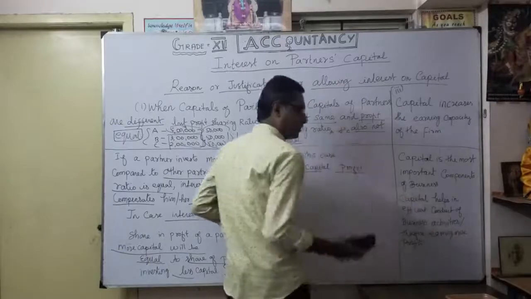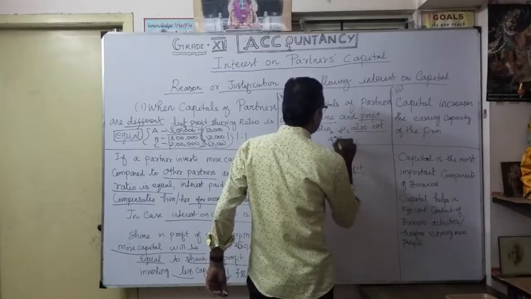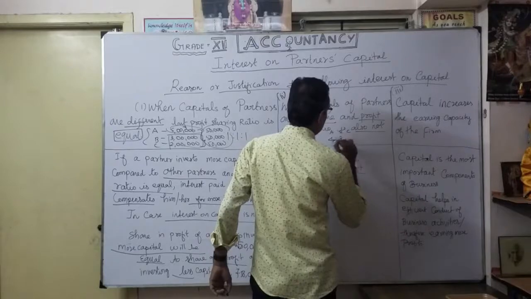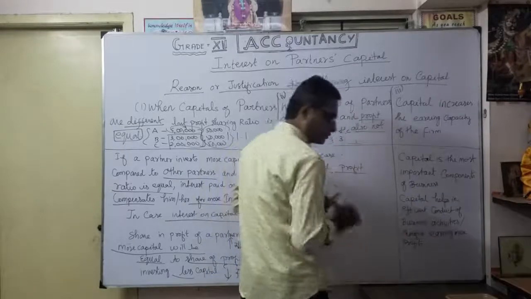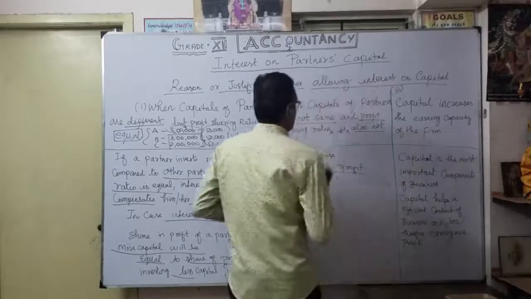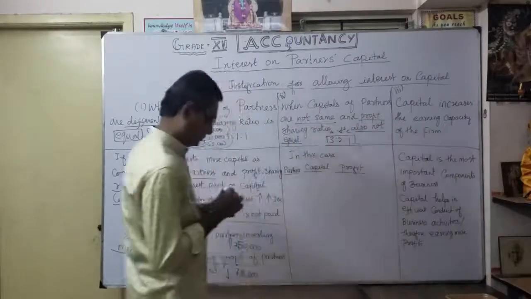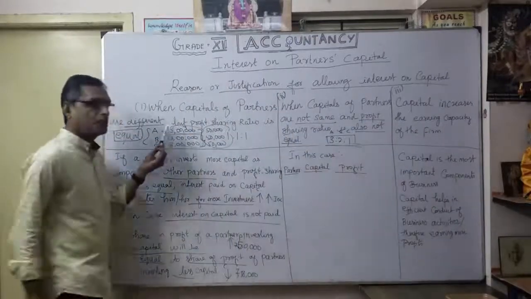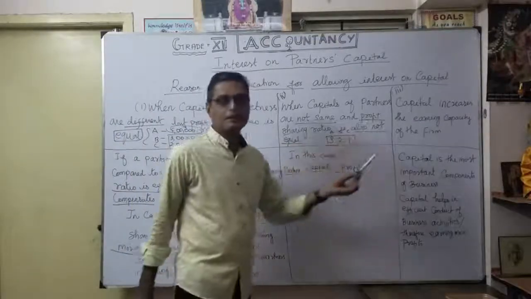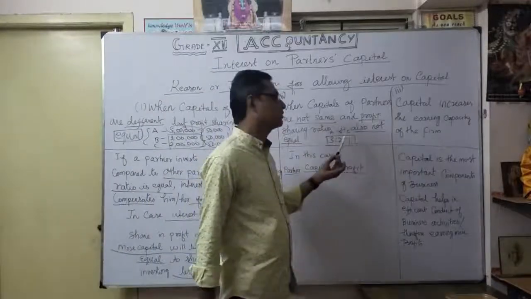The profit ratio, naturally: 4 is to 3 is to, maybe 4 plus 3, 7. I will make it 3 is to 2 is to 1. That is better. So 3 is to 2 is to 1, this is the profit sharing ratio. So the capital is also not the same, and the sharing of profit among all the partners is also not the same in this situation.